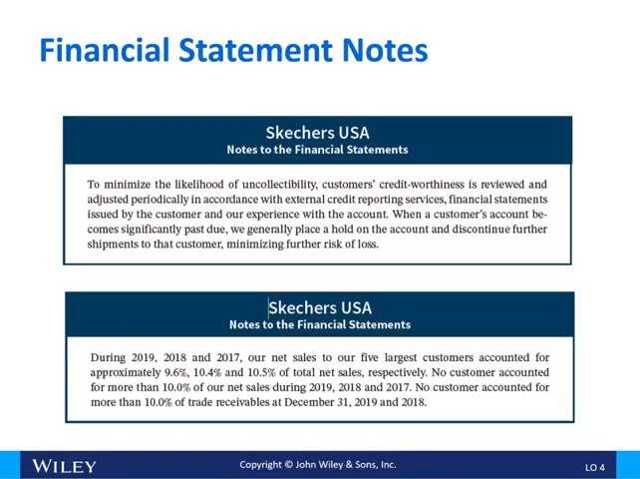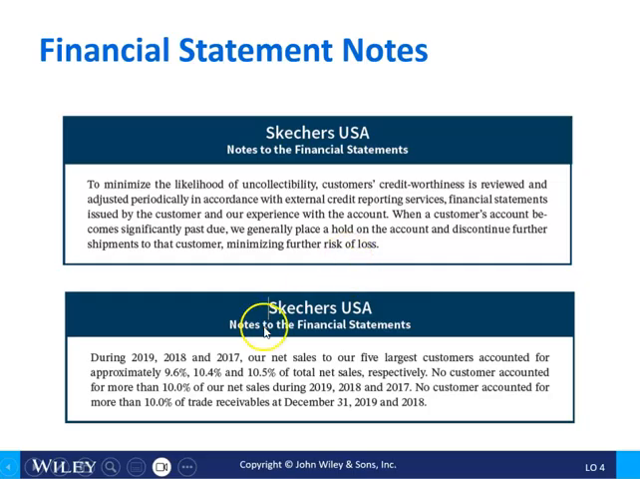And here's a couple more examples of notes to financial statements from Skechers. So they talk about minimizing the likelihood of uncollectability. The creditworthiness is reviewed and adjusted periodically, looking at financial statements issued by the customer and our experience with the account. When it becomes significantly past due, we generally place a hold on the account and discontinue further shipments to that customer, minimizing further risk of loss. Okay, so that's good disclosure about what they do.